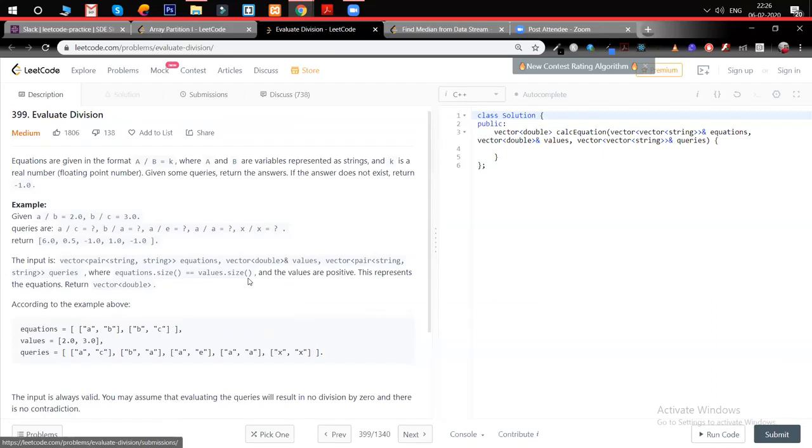Any questions regarding the problem description? Okay, so anyone who tried solving this or has some approach?